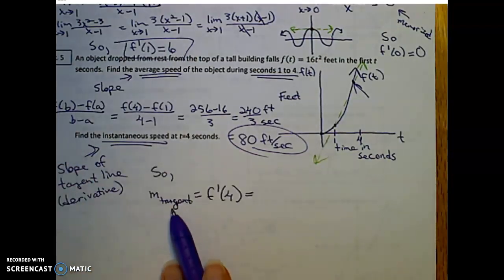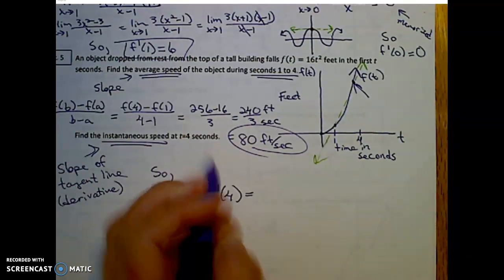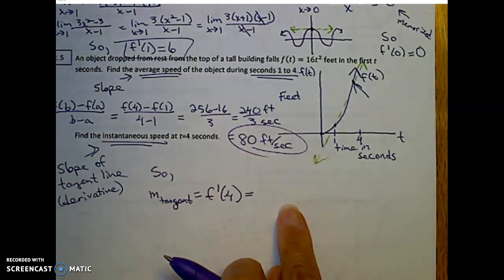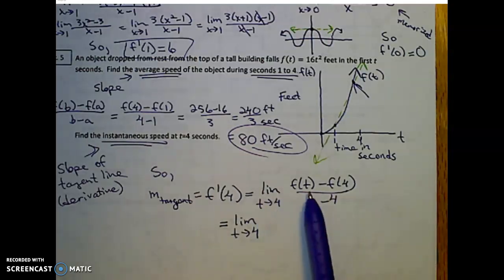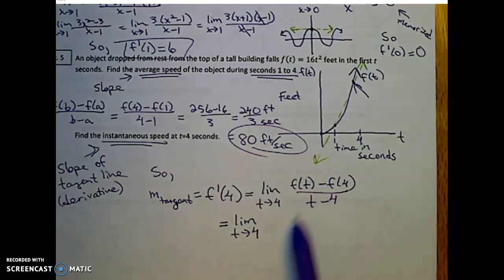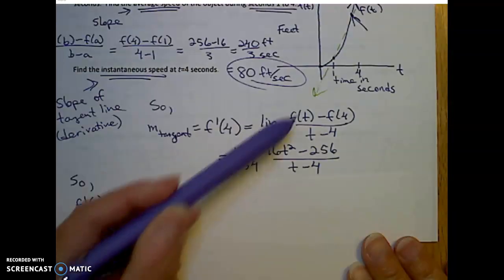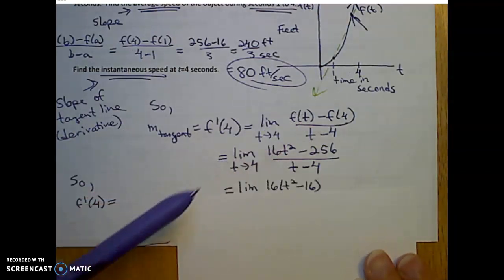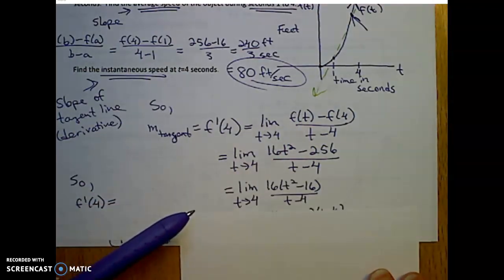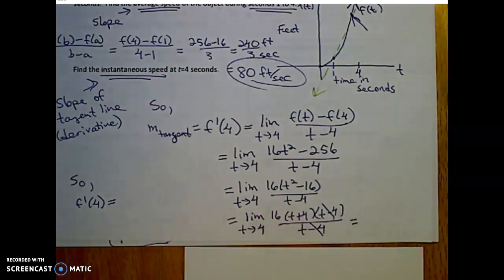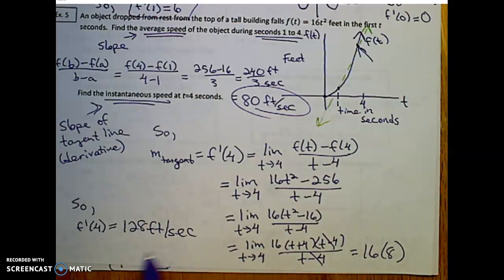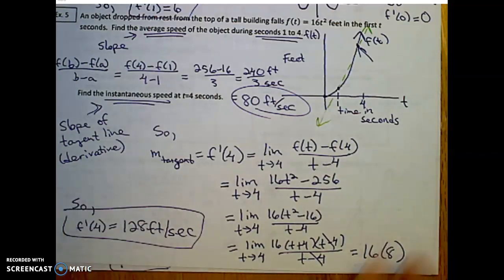And now from what we've seen, how do we find the slope of the tangent line? f prime of 4. Refresh your memory. How do we find the slope of a tangent line? In this application, that's the limit as t approaches 4 of f of t minus f of 4 over t minus 4. Can you start plugging in those values? I plug in values. I factor. Continue. Get rid of that problem spot. Plug in 16 times 8, and the derivative is 128.